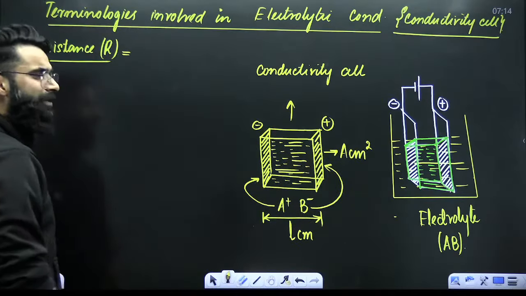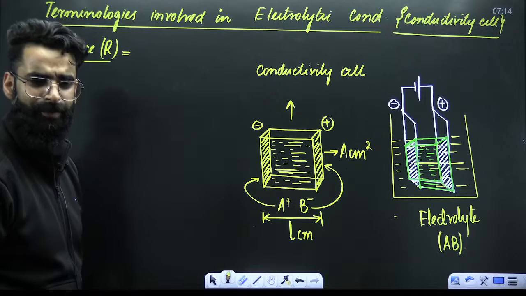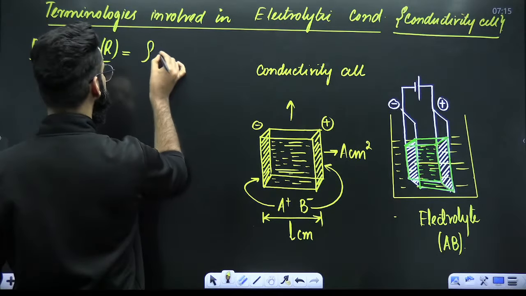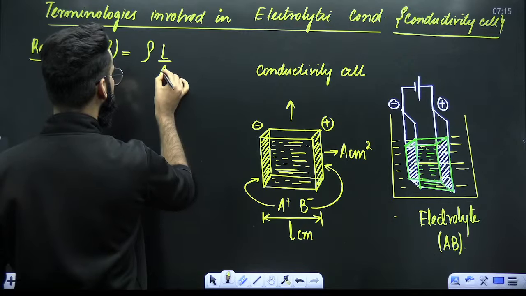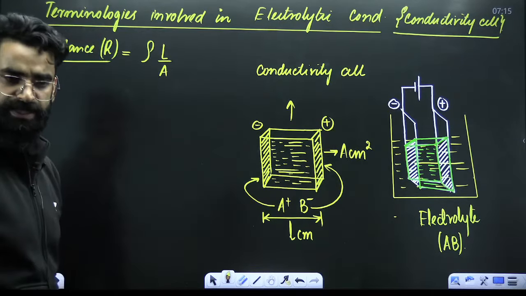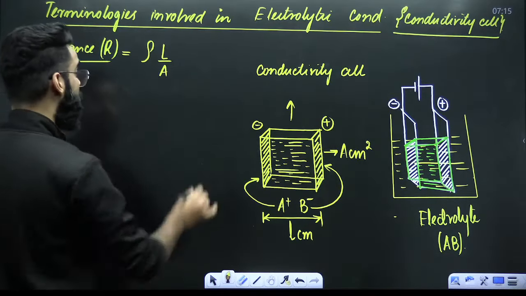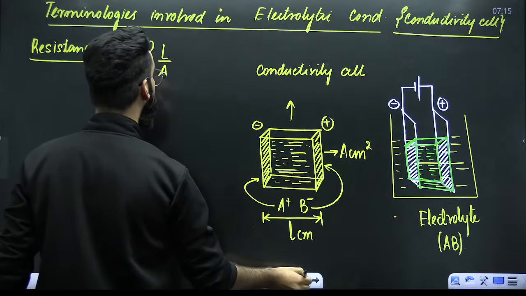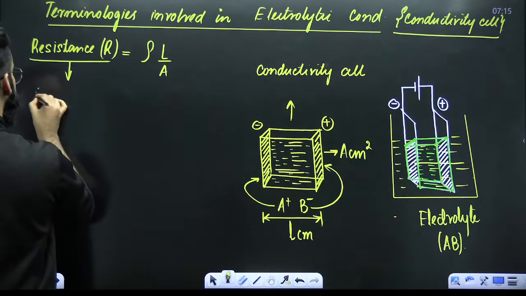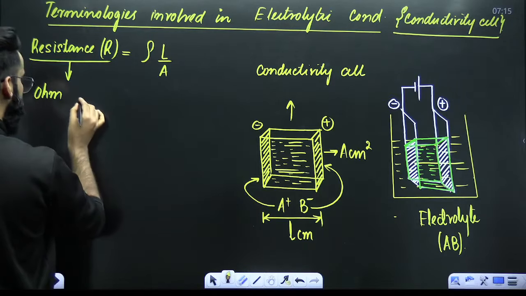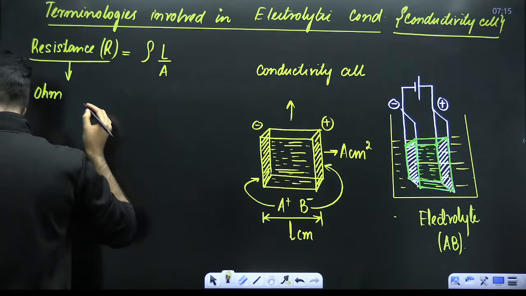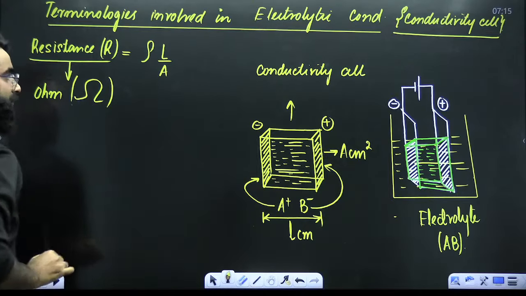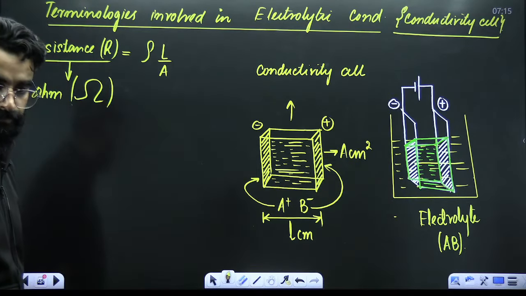Right? How do you calculate this R? You know it already. R is equal to rho L divided by A. Perfect? If I ask you, first of all, what are the units of resistance? Resistance unit is ohm. How do you represent it? This is how you represent it. Clear to everyone?